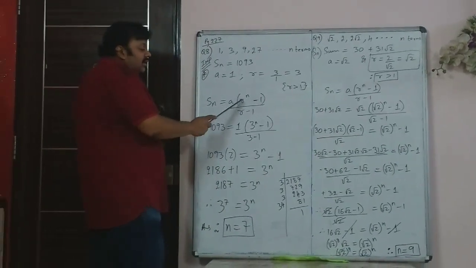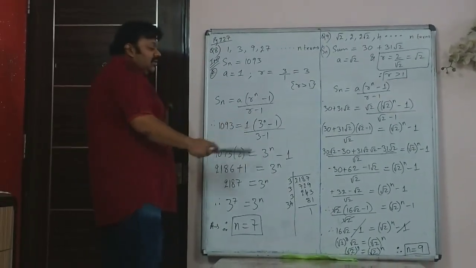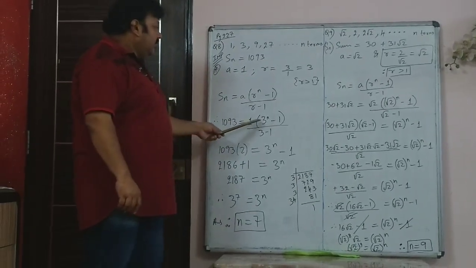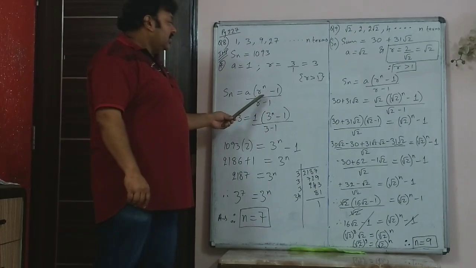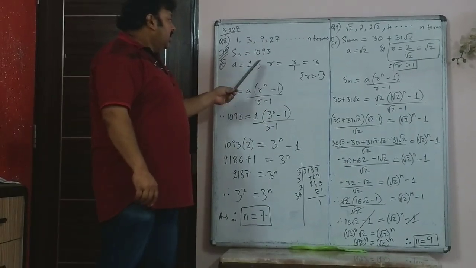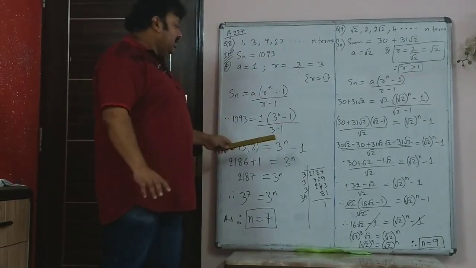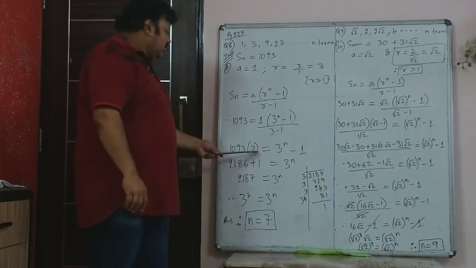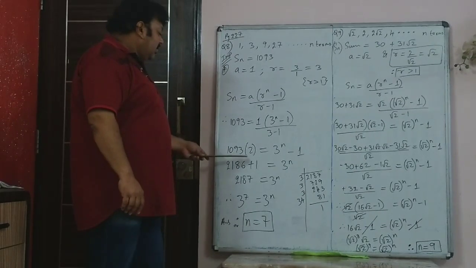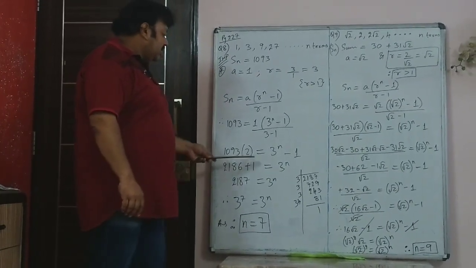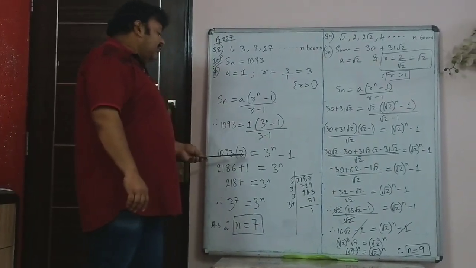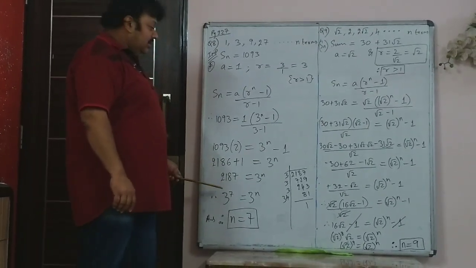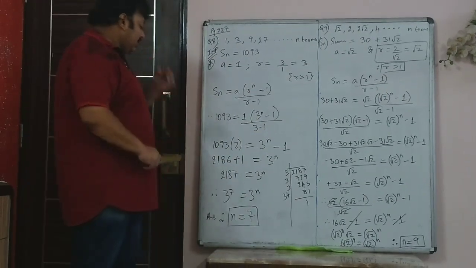So therefore we use the r greater than 1 formula. Sn is a times r raised to n minus 1 upon r minus 1. So 1093 is 1 into 3 raised to n minus 1 upon 3 minus 1, where r is 3 and n is taken as n itself. So 3 minus 1 is 2, I have cross multiplied, so it becomes 2186. And that minus 1 I have taken to this side, so it becomes plus 1. So it becomes 2187 is 3 raised to n.